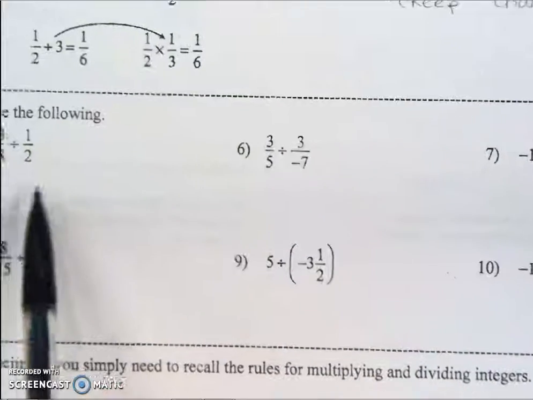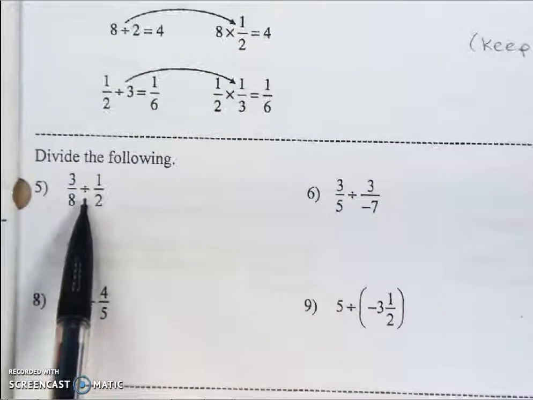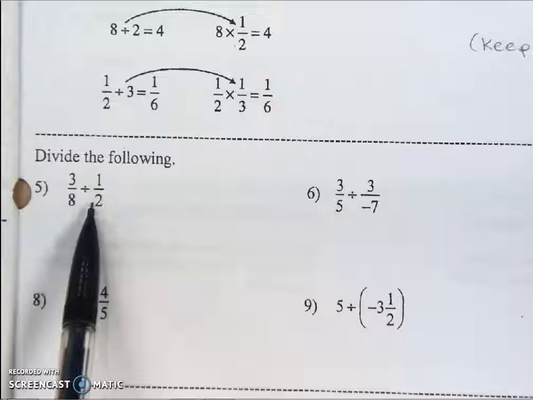All right, so let's divide the following numbers. 3/8 divided by 1/2. Keep, change, flip, multiply by the reciprocal.